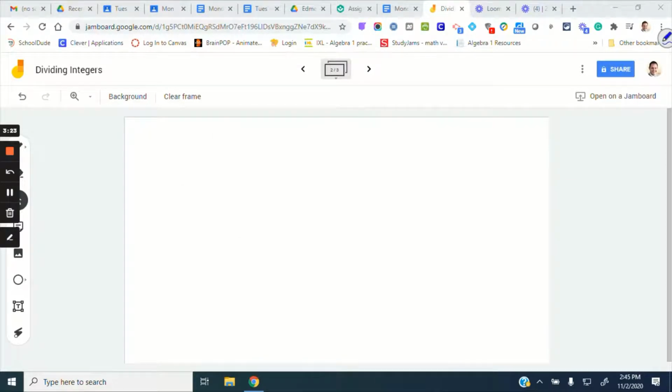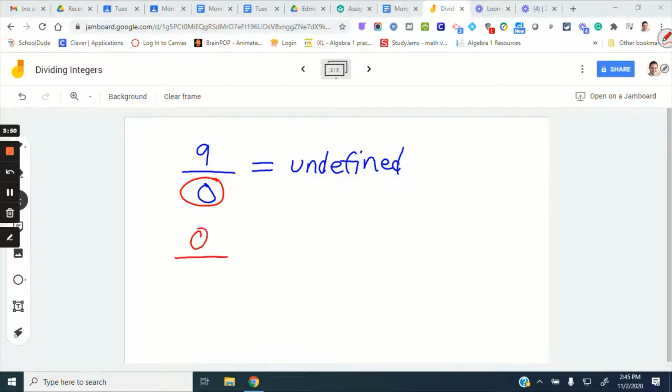So let's say we have 9 divided by 0. Okay? Well, in mathematics, you cannot divide by 0. So we call this undefined. Okay? So you cannot divide by 0 or have 0 in your denominator or second in your division problem. Okay? You cannot divide by 0 in math. So just to show you the difference again, 0 divided by 7 is 0. But any number divided by 0, or written like this, that is called undefined.